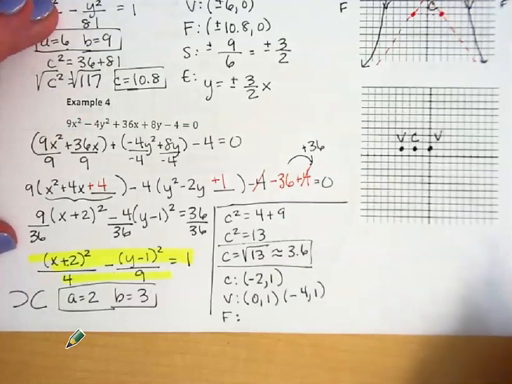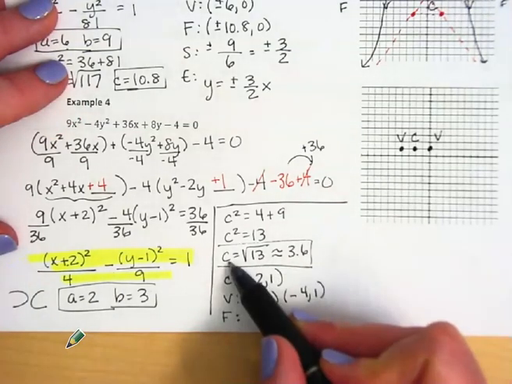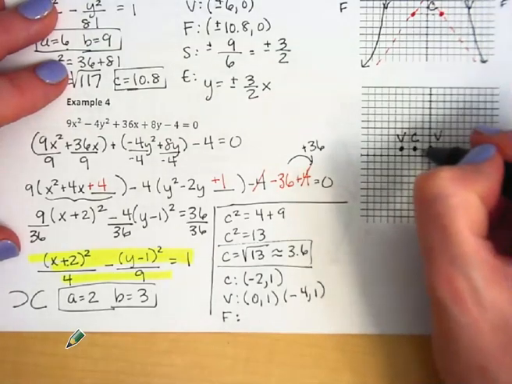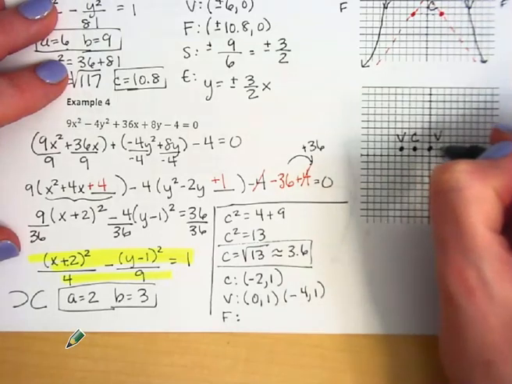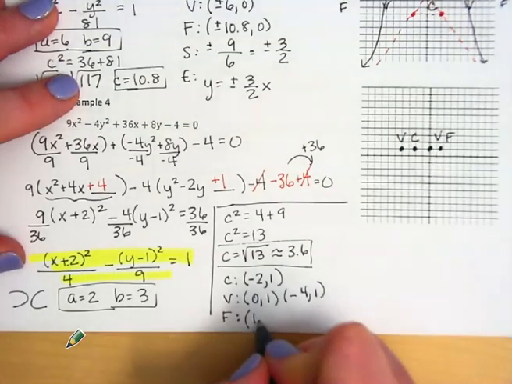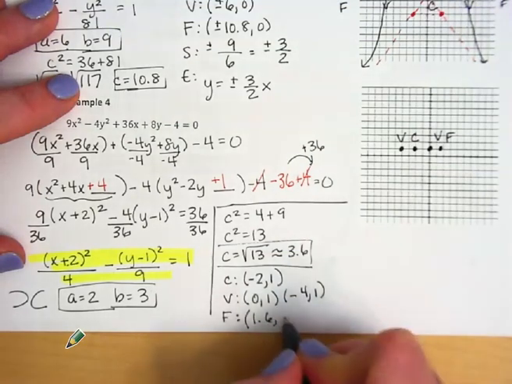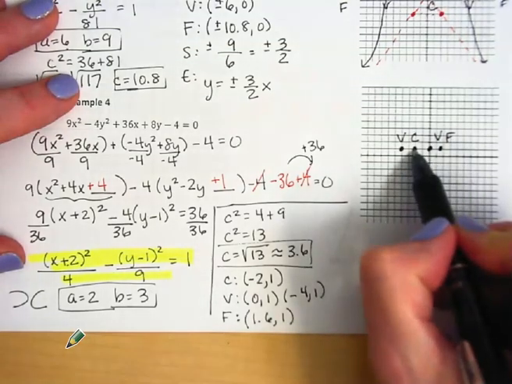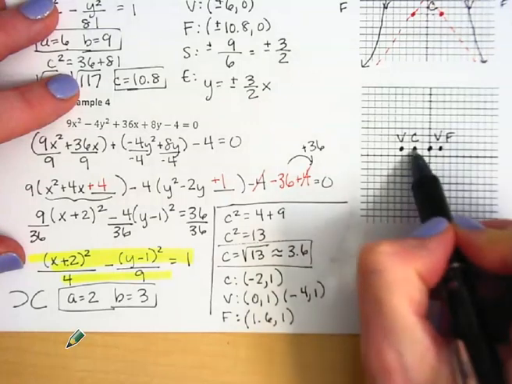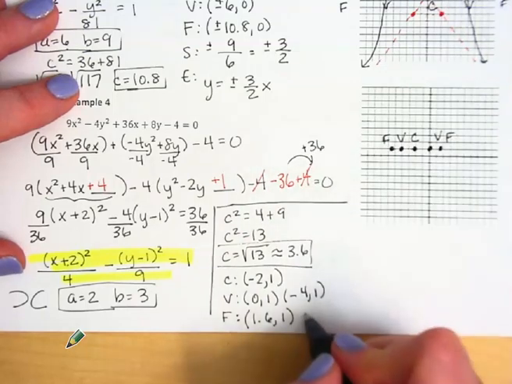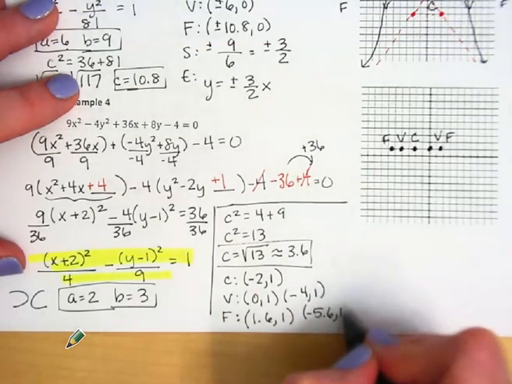For our foci, we're going to be counting the C value to the right and left, so that's 3.6. So I'm going to go to the right, 3.6. So that first one is 1.61. And then from the center, I'm going to be counting to the left, 3.6. And that is negative 5.61.